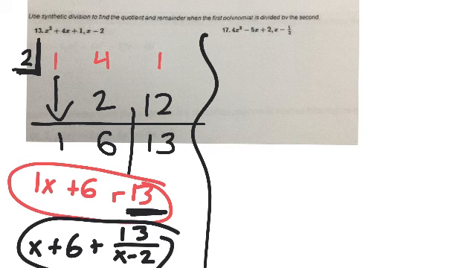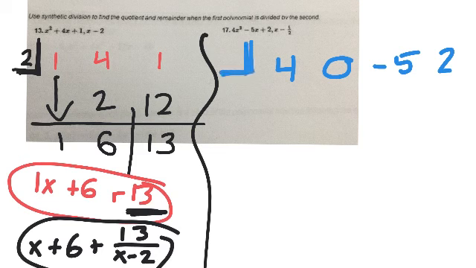Okay, the next one, I've got 4x cubed minus 5x plus 2 divided by x minus a half. So we write the coefficients. So x to the third has a coefficient of 4. X to the second is not there, so we give it a coefficient of 0. X to the first is negative 5. And then our constant term is 2. And then up in the little box, we would put a positive 1/2 because, again, we solve and get x equals a half.